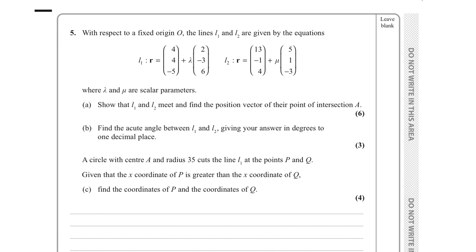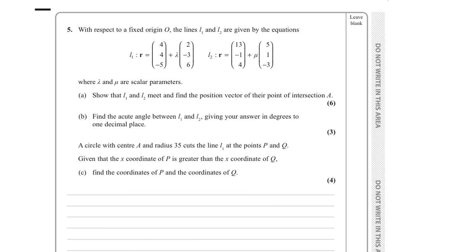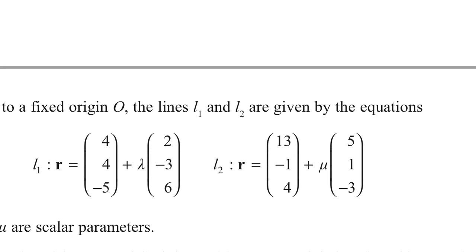Okay, question 5, vectors. With respect to a fixed origin, the lines L1 and L2 are given by the equations, where lambda and mu are the scalar parameters. Show that L1 and L2 meet and find the position vector of their point of intersection A. Okay, so if we need to show that they meet, essentially we need to set up a pair of simultaneous equations and find where they meet.